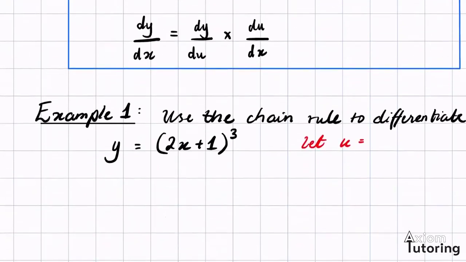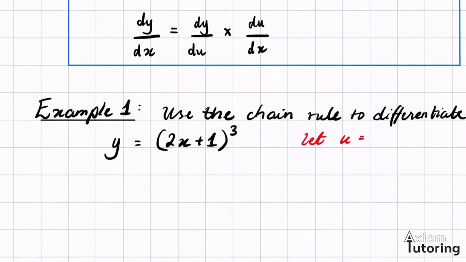Let's try and contextualize this with an example. So in this example 1, we want to use the chain rule to differentiate y equals (2x plus 1) cubed. I've already started writing it here, but let u equal 2x plus 1. So u is our function inside our function y, and it's equal to 2x plus 1. Now we can clearly see that y is a function of u and u is a function of x. So let's rewrite y equals u cubed.